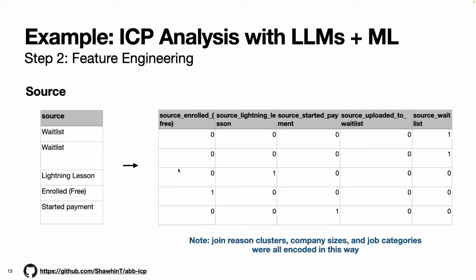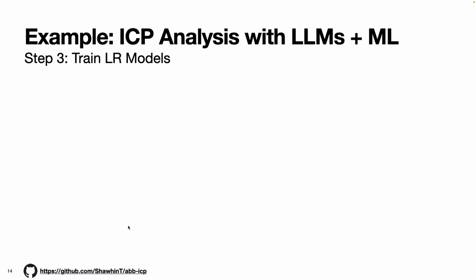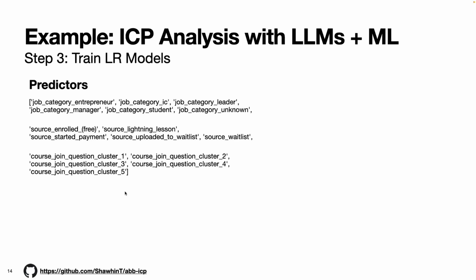Even though I didn't show any of the code in the slides here, it's all available on GitHub, so you can check it out there. But now that we have our data all ready to go, we can train the logistic regression models. The first thing I did was define the predictors I want to use. So the predictors I went with were the job categories. So they were entrepreneur, IC, leader, manager, student, or it was unknown. These were all encoded. The source, so enrolled for free, lightning lesson, started payment, uploaded to waitlist, or they came from the waitlist. And then finally, we had 5 clusters for the course join questions.